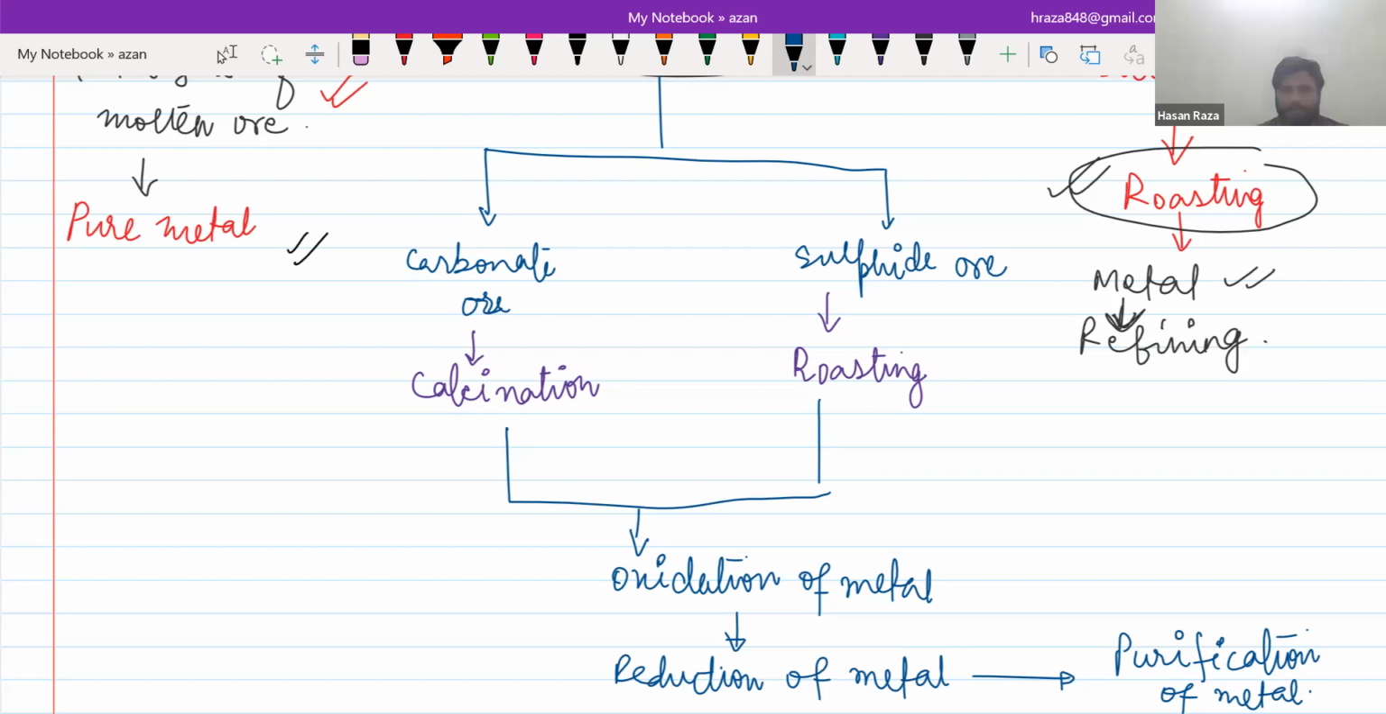So you have seen what is mineral and what is ore. First, I'm going to write a point which is very important. Every ore is a mineral, but every mineral is not an ore.